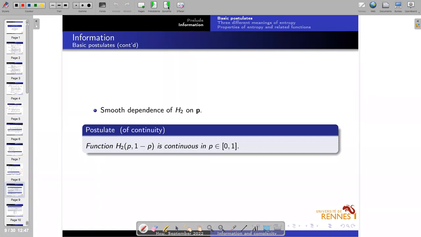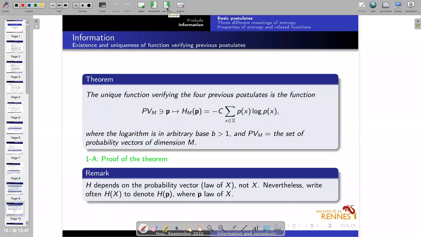So with these four postulates, Shannon proved the following thing that is very astonishing: the unique function that verifies the four previous postulates is the function that can be written like that. So C is an arbitrary constant, and the logarithm here is a logarithm in arbitrary basis. So it can be decimal, or it can be binary, or it can be the basis of natural logarithm, or anything you like.